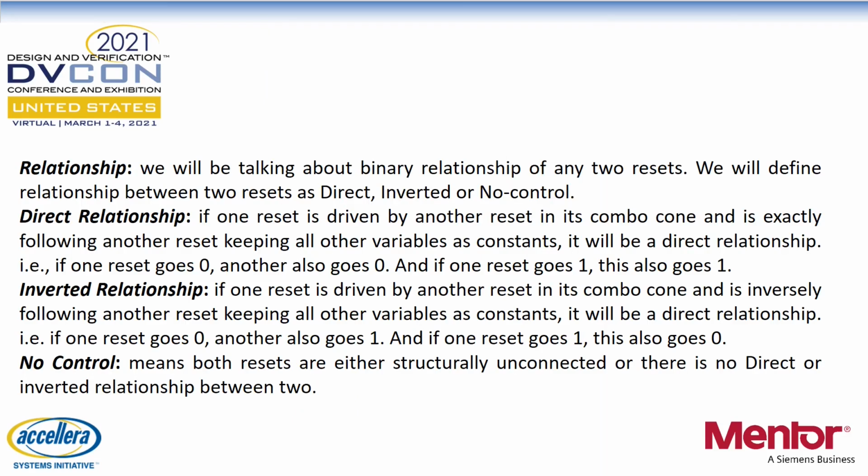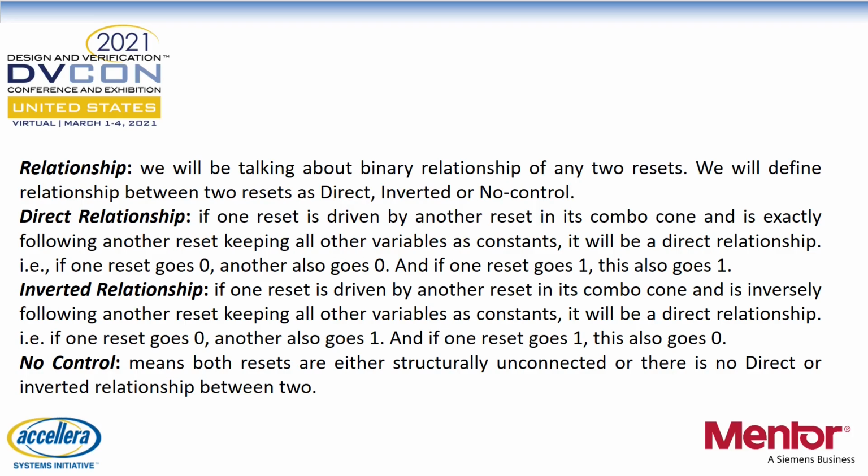We will also consider something called a relationship between the two resets. If one reset is driven by another reset in its combo cone and is exactly following that reset, keeping all other variables constant, this will be called a direct relationship. Which means if one reset goes 0, the other is also expected to go 0, and if one reset goes 1, this also goes 1. An inverted relationship is the inverse of this. If one goes 1, the other will go 0. Then this relationship between two resets will be called an inverted relationship.